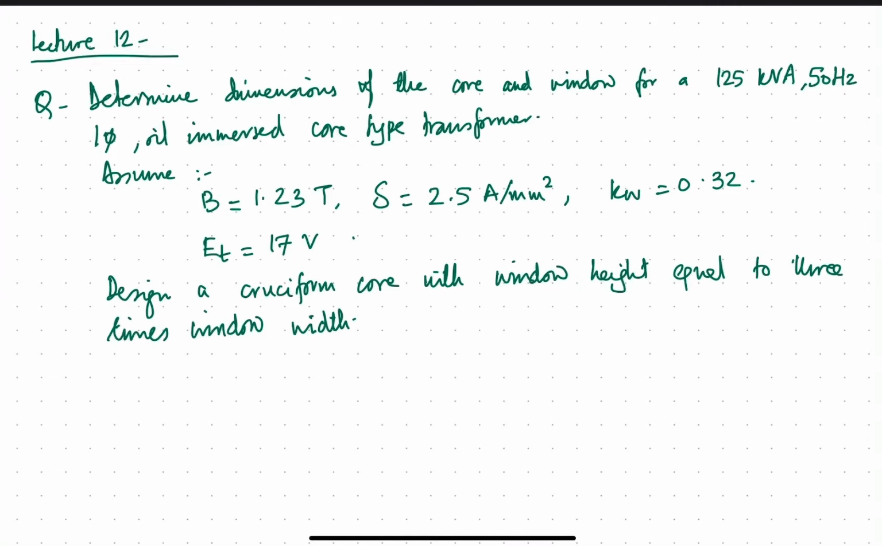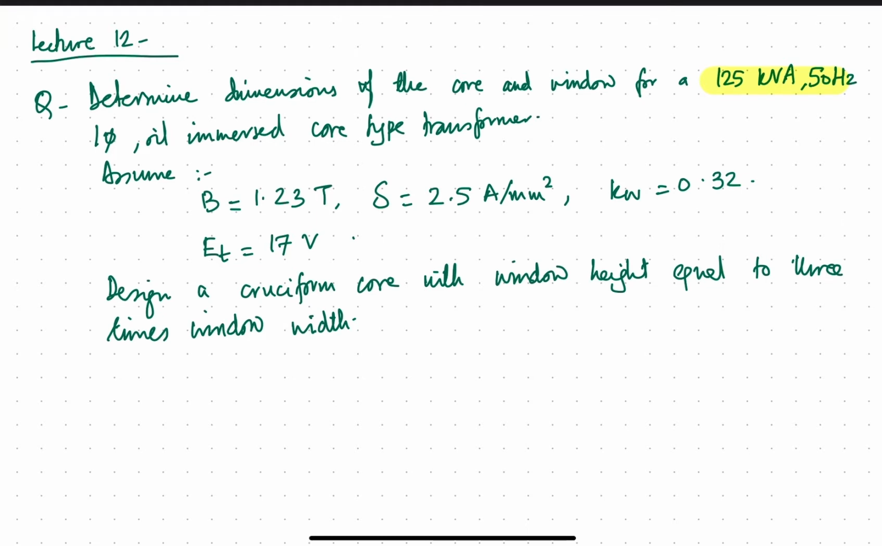This is lecture number 12 in this course on electric machine design. In today's lecture, we will start with another numerical example. The question is, we are asked to find out the dimensions of the core and window for a 125 kVA 50 Hz single phase oil immersed core type transformer.